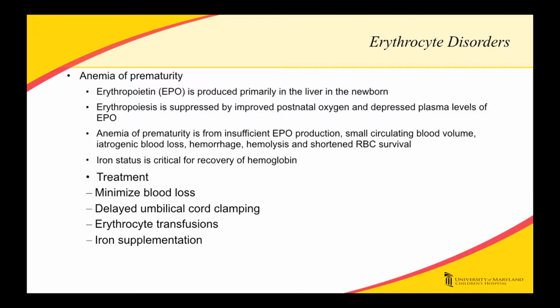Some of the treatments that you use for anemia of prematurity are to minimize blood loss. You can delay umbilical cord clamping, erythrocyte transfusions, and making sure that they have good iron supplementation.